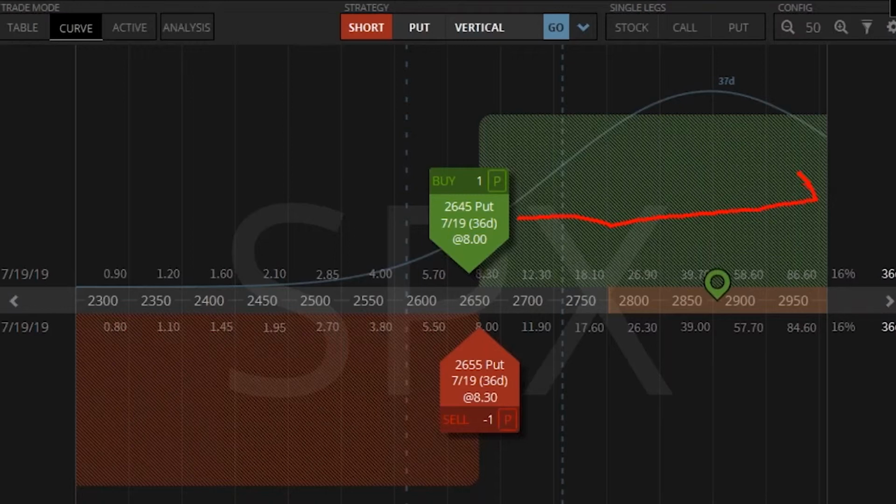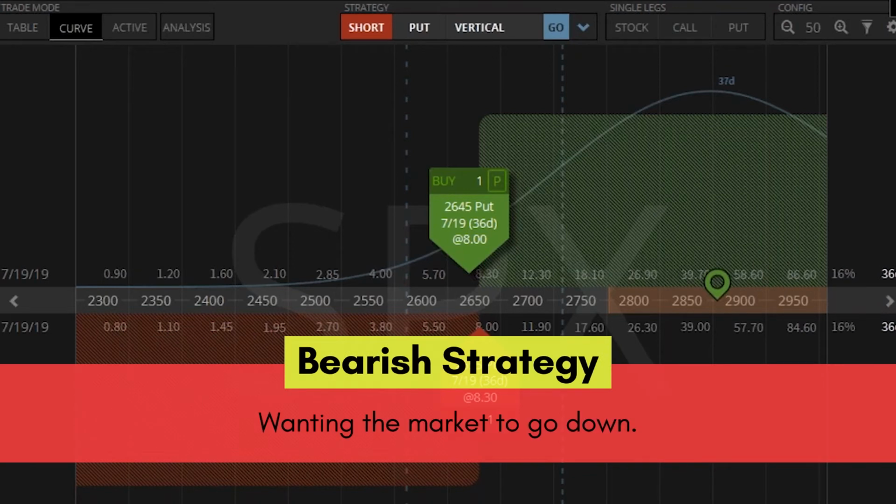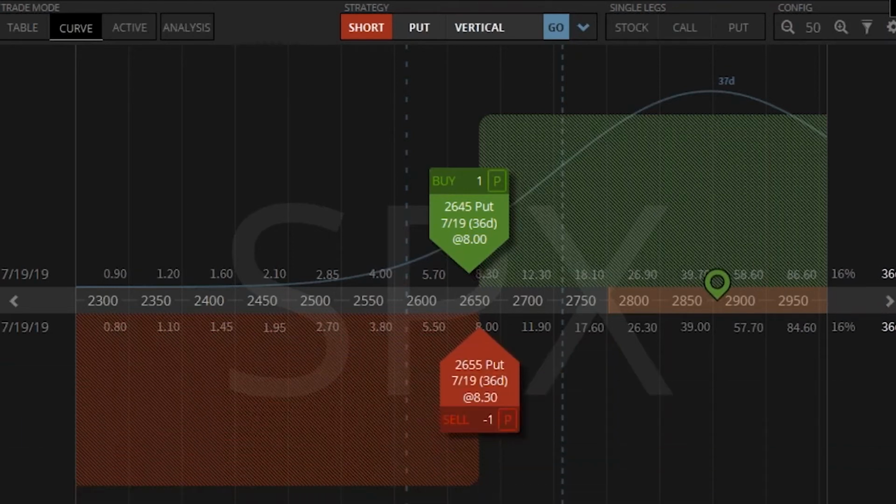All right, and your max loss would be at your strike that you bought. That's where you lose. After it passes this strike, your short strike, which is the 26.55, you lose. You lose going that way. So when you're selling a put spread, you are bullish. And bullish means you want the market to go up. Bearish means you want the market to go down. So in this case, you want the market to go up.